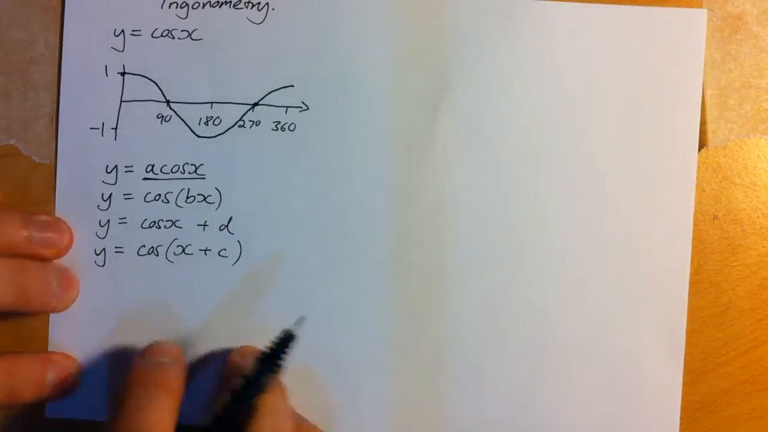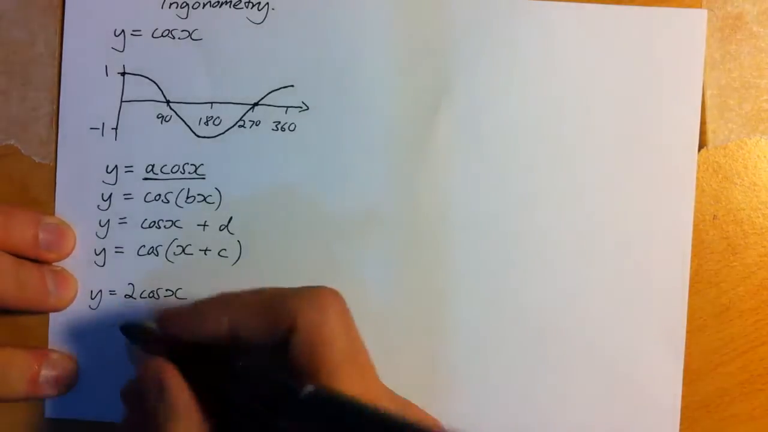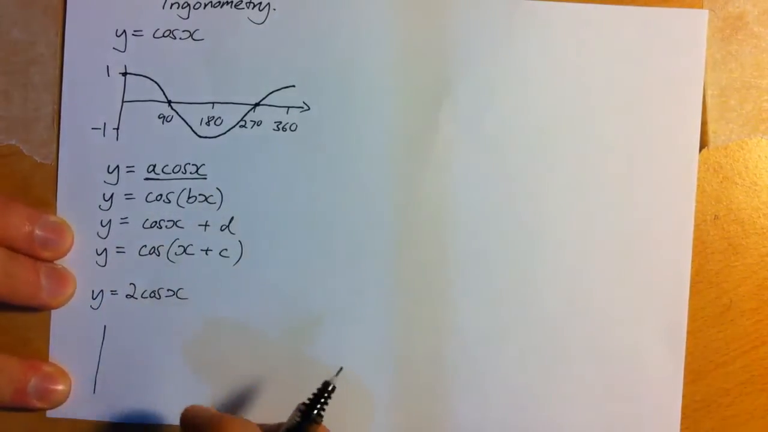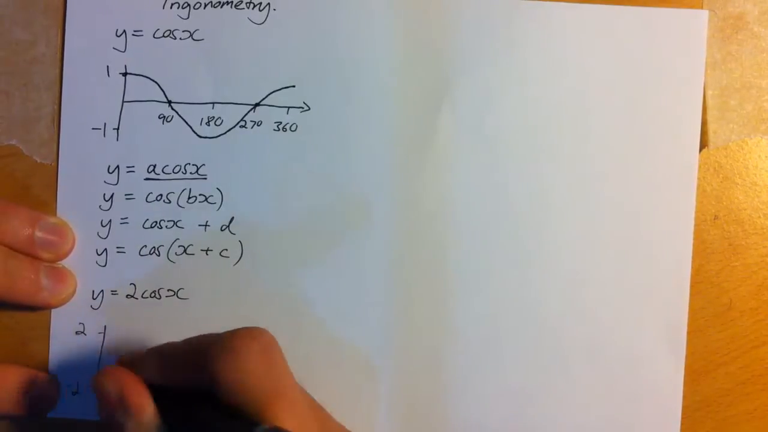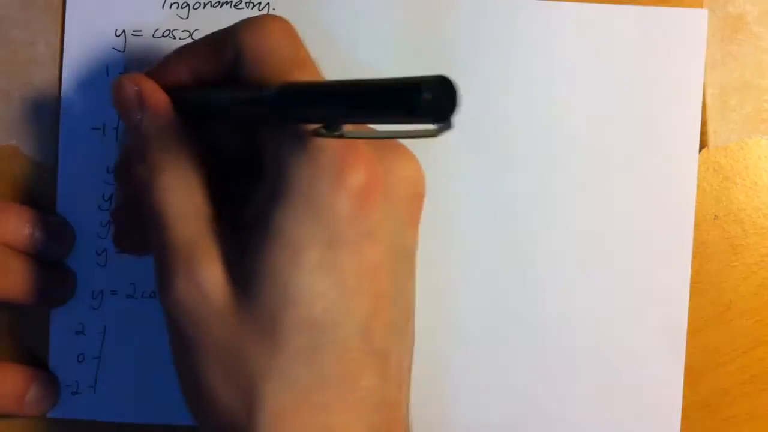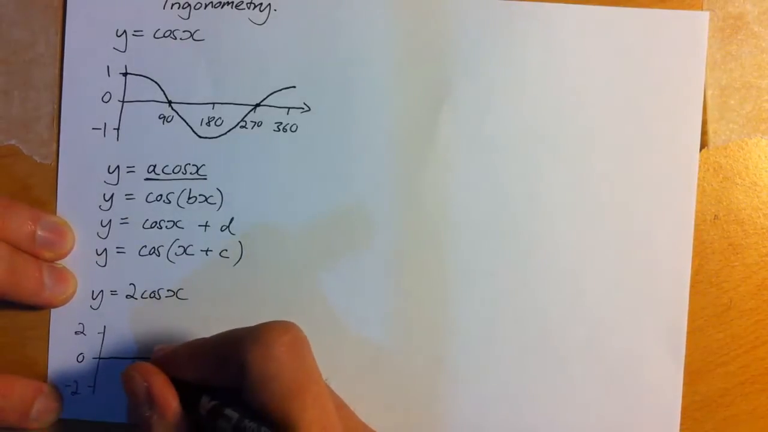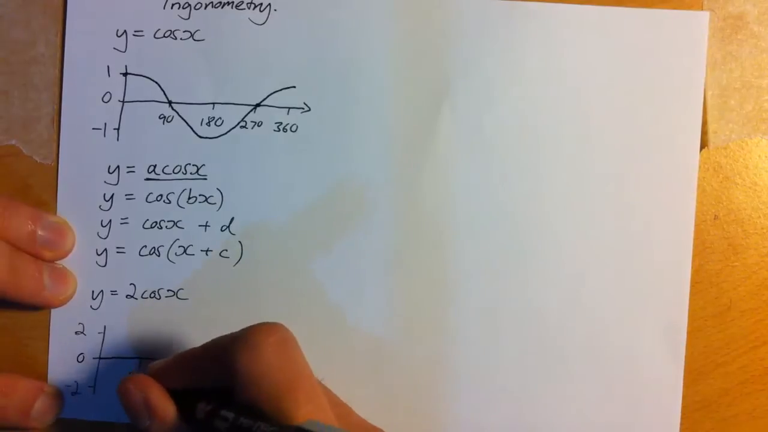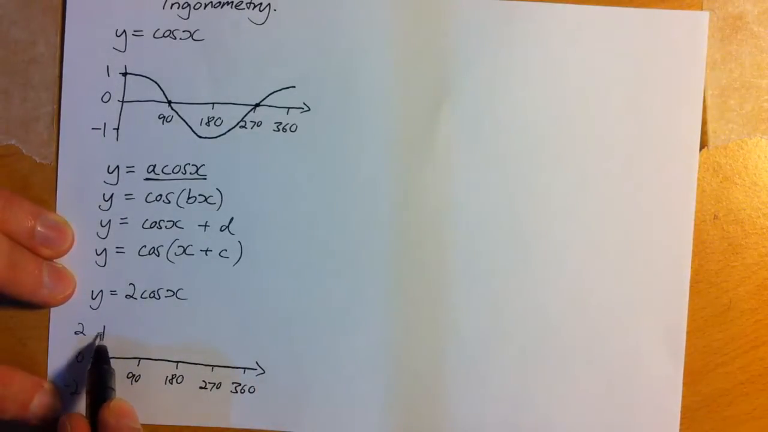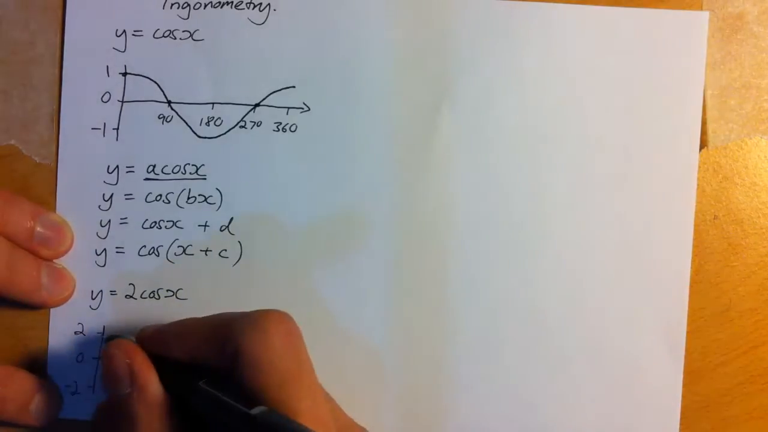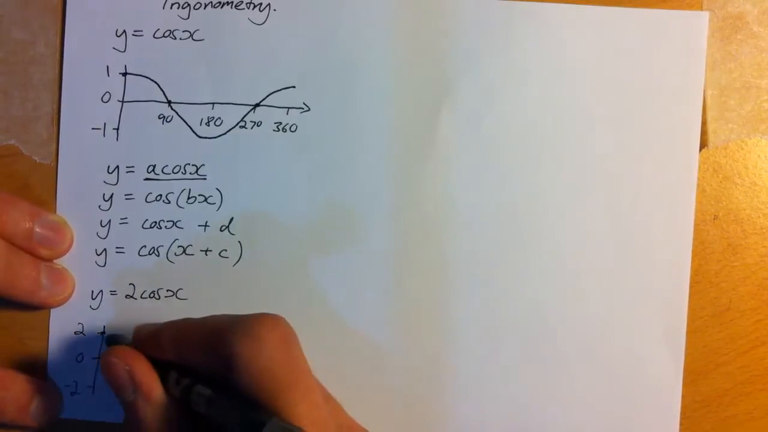Okay, so the first one we'll have a look at is this top one here, a cos x. So I'm going to choose 2 cos x, nice and simple. And the way this changes the graph is it changes the graph to go from 2 to -2. And that's 0. Put 0 in there as well. So every x value is the same. You've still got the 180 and the 90 and the 360 and the 270, but instead of oscillating from 1 to -1, it oscillates from 2 to -2.